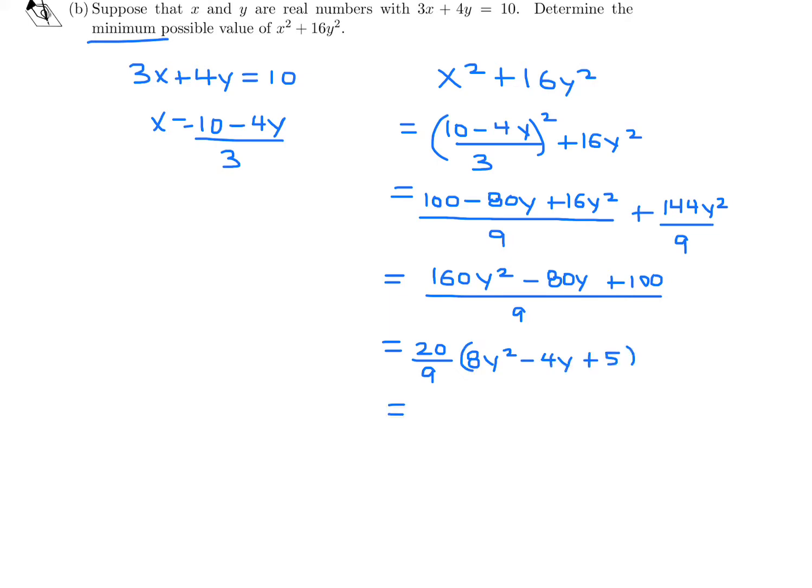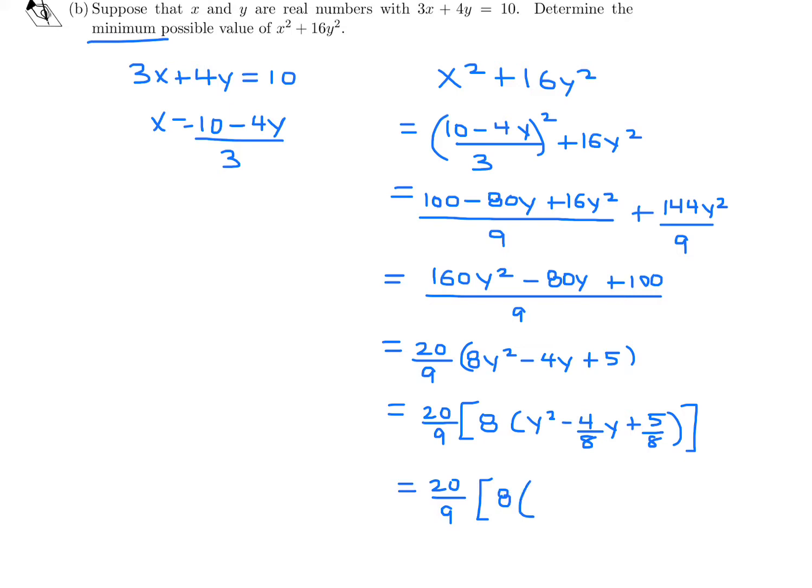Now we will complete the square. 20 over 9, I factor out an 8. And when I do, I get y squared minus 4 over 8 y plus 5 over 8. Right? And then now, if you remember how to complete the square, you take half of this and square it. So that's actually just a half. So half of a half is a quarter. A quarter squared is 1 over 16. So this is y squared minus a half y plus 1 over 16. Then you have to immediately subtract it. And don't forget about that 5 over 8.